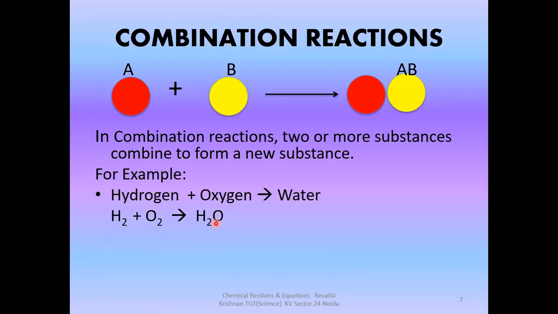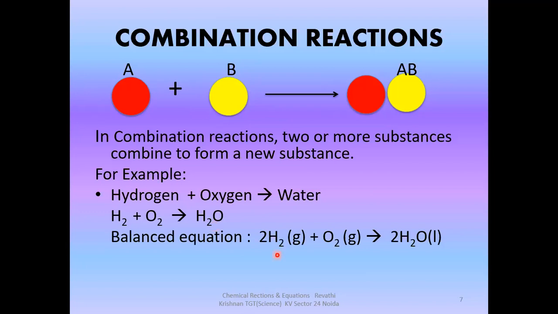Note that the product is not a simple join of the formula of the reactants. So it's not H2O2, it's H2O because the elements combine according to their valency. The balanced chemical equation can be written as 2H2 plus O2 gives 2H2O. Remember children, the equations you write should always be balanced. If you have any doubts in writing the chemical formulae of compounds and balancing equations, you can refer to the links provided at the end of this video.